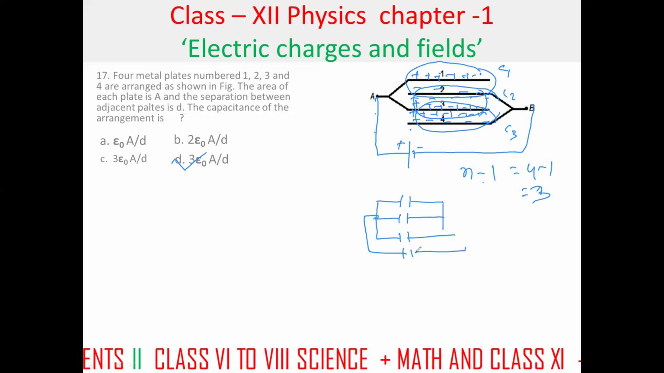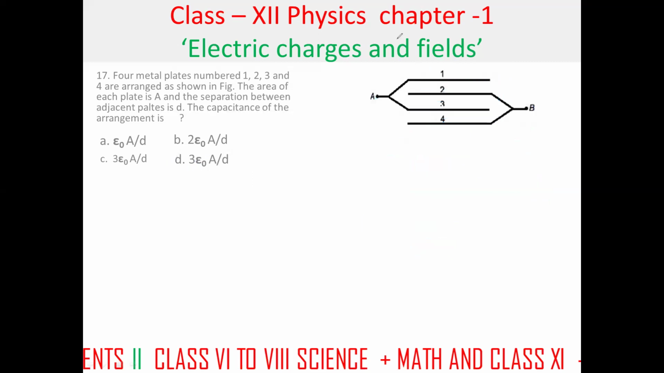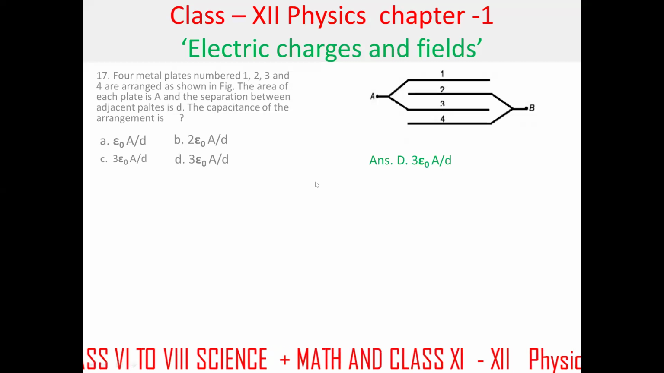Okay, so if it is C, then C is equal to epsilon naught A by d. So when you add up all this, because in parallel connection the capacitances get added up, this is the answer. Hope this is clear to you.